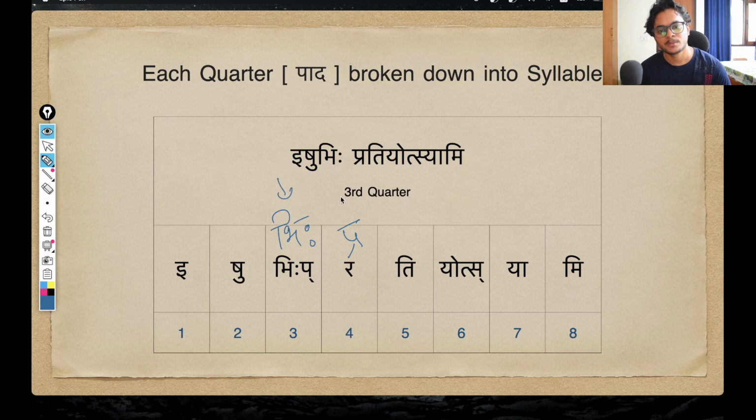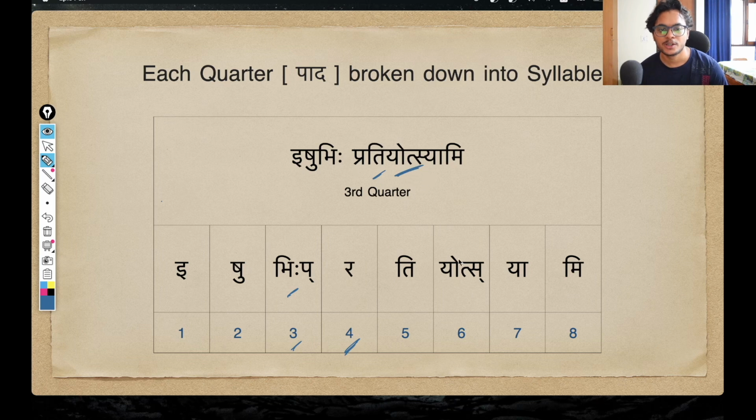Bhi, the third syllable, and pra, the fourth syllable. But why I prefer to write it like this is because of the second rule that we are going to see. Better this way: if you have a following conjunct consonant, you combine that also. So Bhi is the third syllable. Then the pra, the pa is gone, only this ra is left. That is the fourth syllable. Then ti, the fifth syllable.